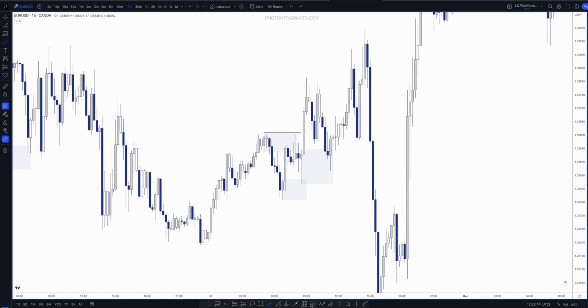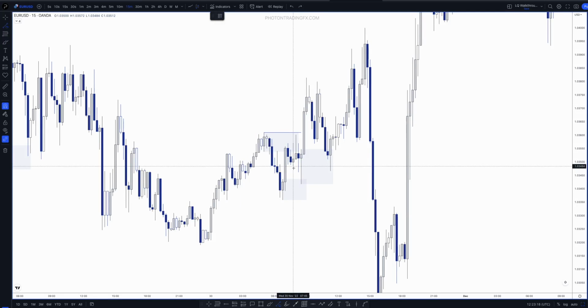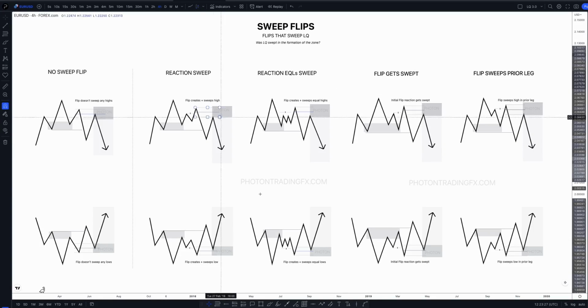Okay, so this type, let me just draw on the thing, the sweep, this would be when the initial reaction gets swept. So if we look back at the examples here, it would be this one. Price comes into supply, initial reaction, it moves up. We don't break structure or get the failed reaction just yet. We sweep it and then we go. That's what we're looking at here.